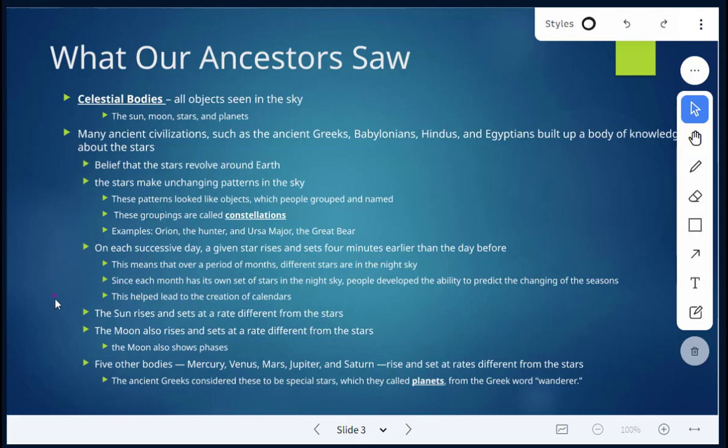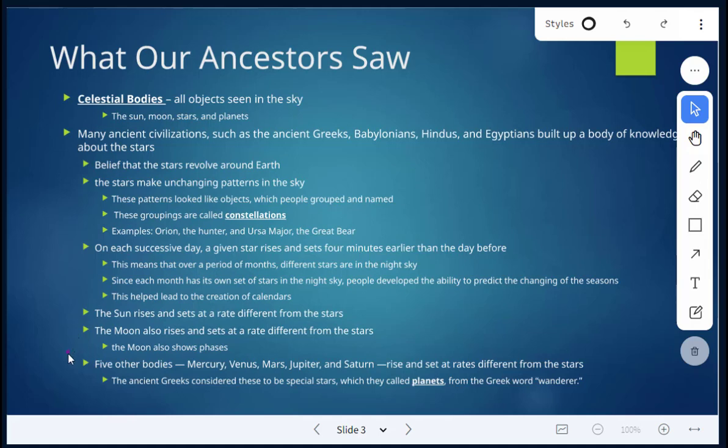So the sun, it rises and sets at a different rate from the stars. The moon, it also rises and sets at a different rate from the stars. We also learned in grade 6 the moon phases, the different phases of the moon, like the crescent, the gibbous, and so on.